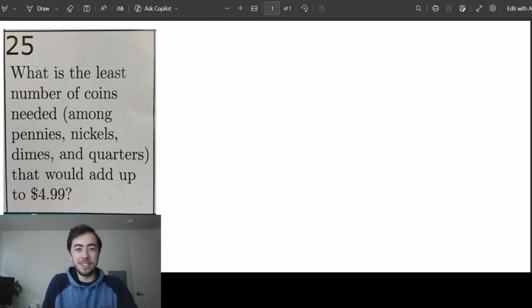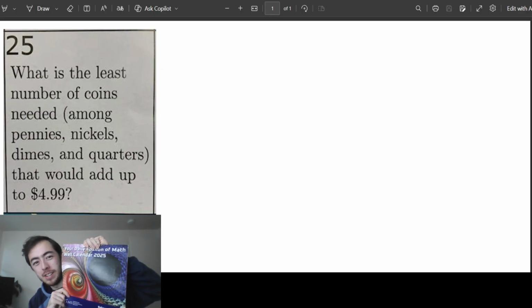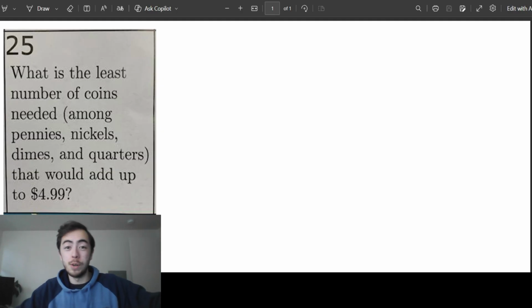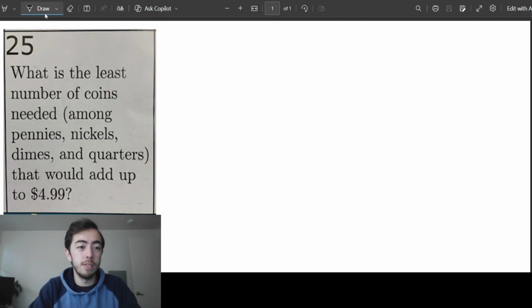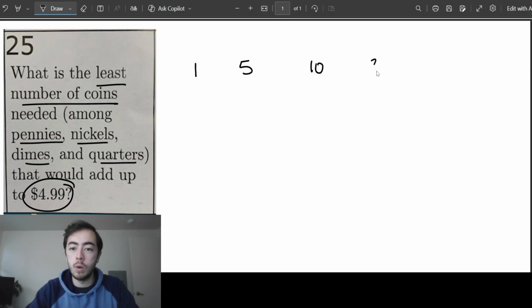Today is November 25th, and we're solving problem 329 from the Daily Epsilon calendar. And we should show why the answer today is 25. So we're just trying to find the least number of coins among pennies, nickels, dimes, and quarters that would add up to $4.99. Pennies are worth 1 cent, nickels are 5, dimes are 10, quarters are 25, and we're essentially just trying to create 499 cents as our target number.